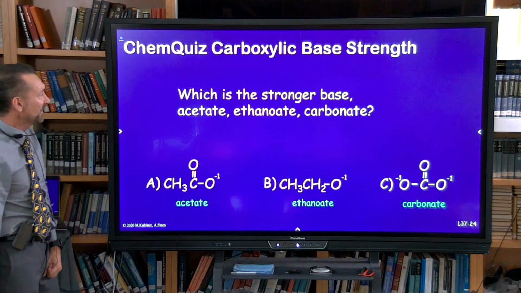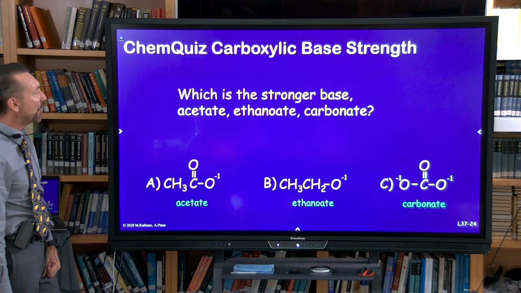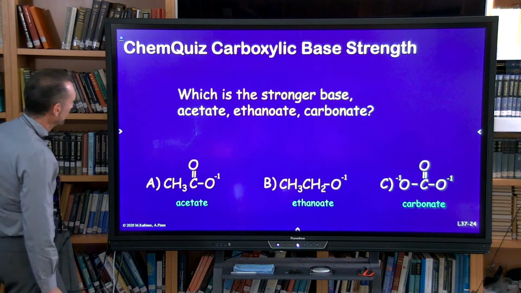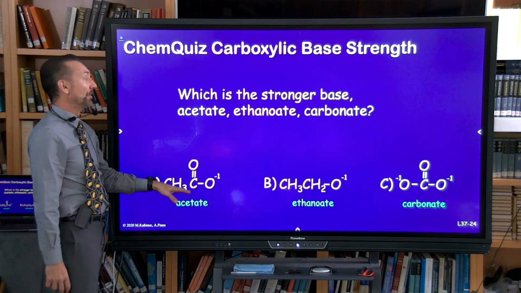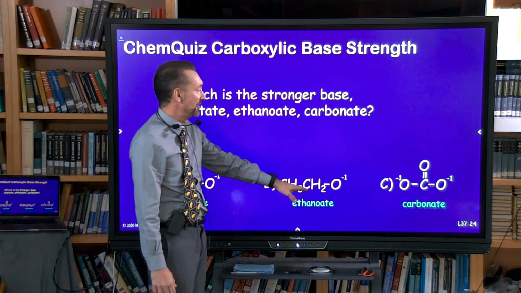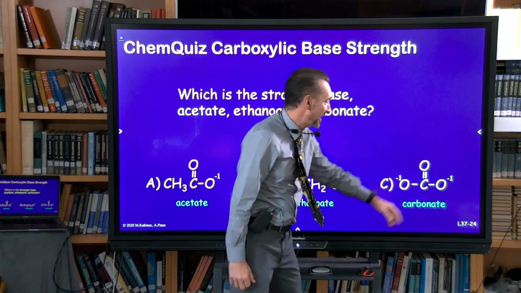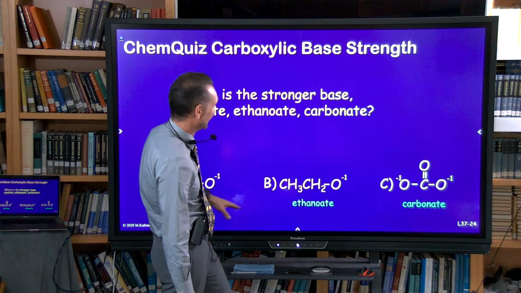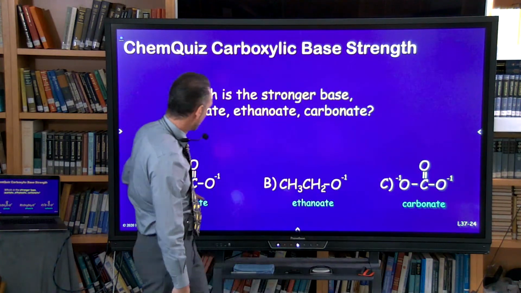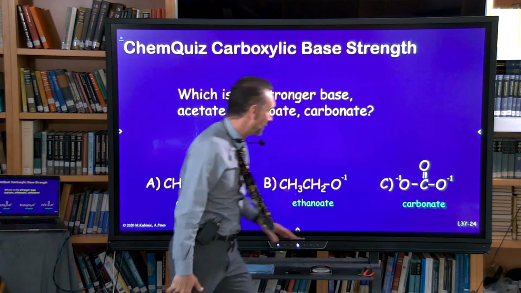Which is the stronger base? Acetate, ethanoate, or carbonate? Acetate, we've talked about that. We know the numbers for that. This is ethanoate. This is carbonate. So we actually know, we look back in our notes, we've talked about the pKa's of those. So we know the pKb's.